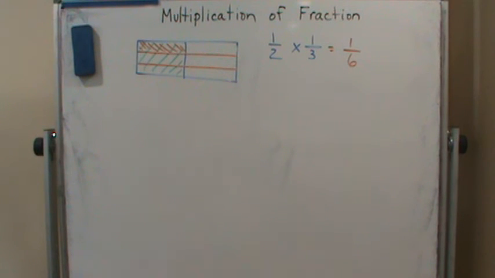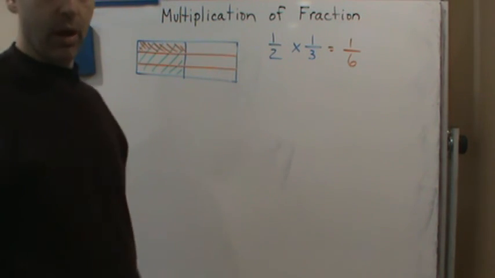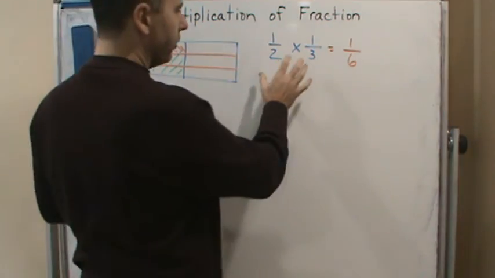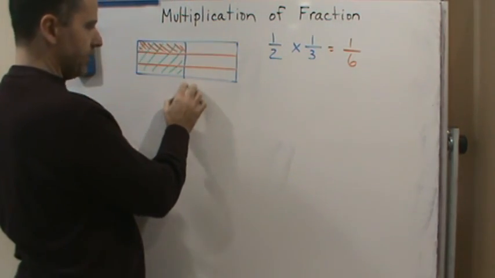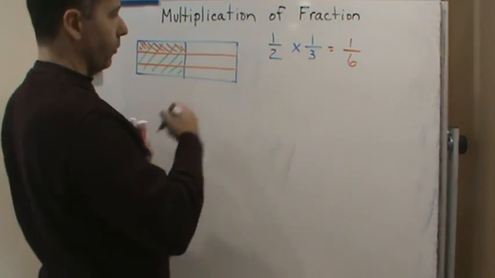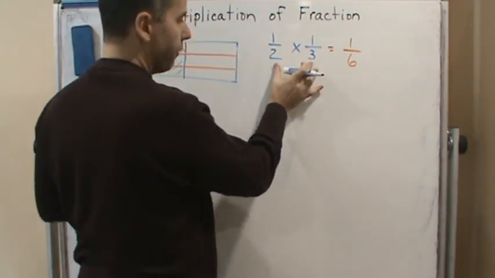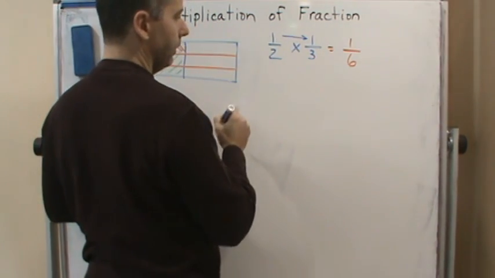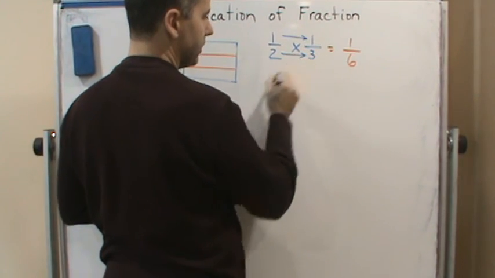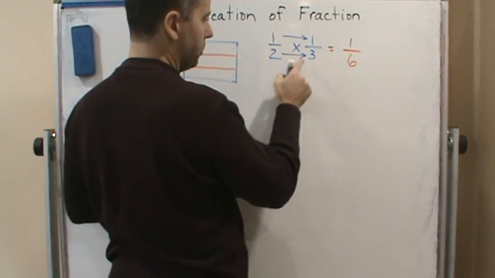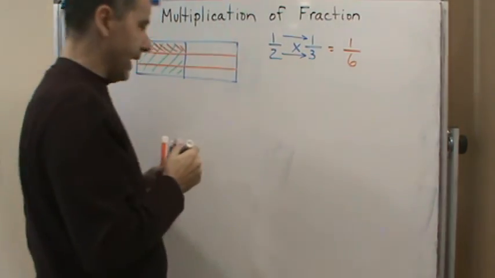Now, here is the way we do multiplication of fractions. This is the visual, but the algebraic way of doing this is when we multiply fractions, we multiply across the top and we multiply across the bottom. So 1 times 1 is 1, 2 times 3 is 6.